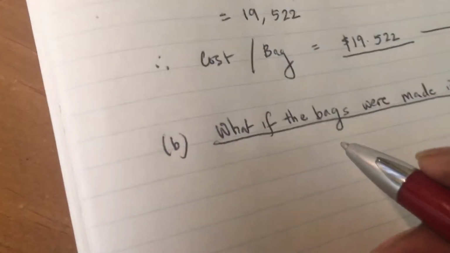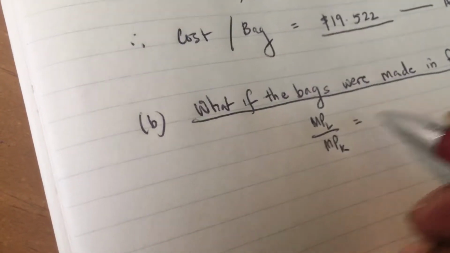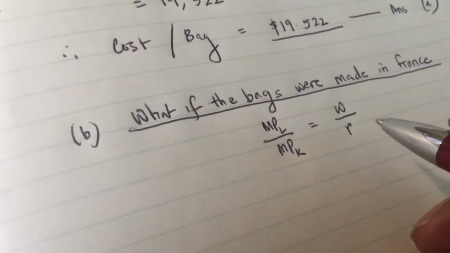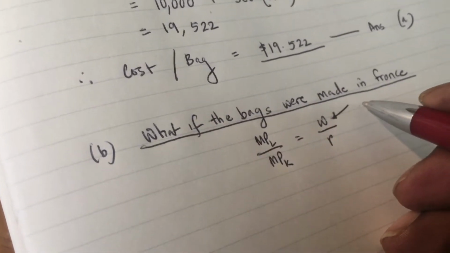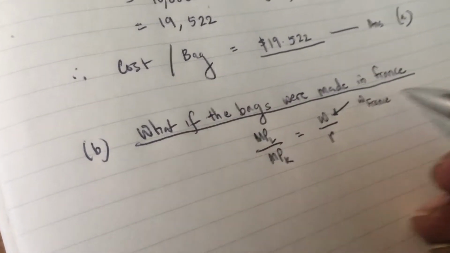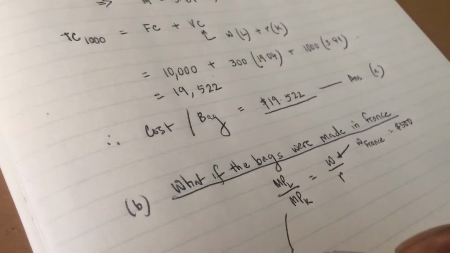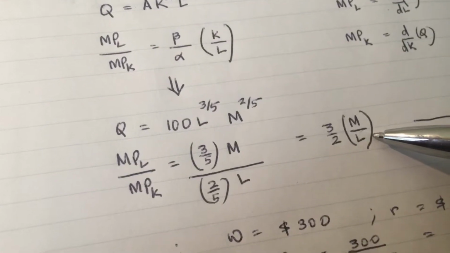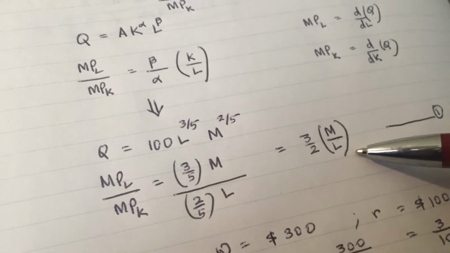In this case, again, optimal resource allocation tells me that MPL over MPK would be equal to W by R. The only thing that is changing, the capital cost is the same, it's still $1,000 per unit. The only thing that is changing is W, because W of France is $500 instead of $300 for China. So that's the only change. MPL over MPK, we already know from this page, is 3 by 2 M by L. The production function is the same, so there is no change. So MPL over MPK, whether you make it in France or in China, is going to be the same.